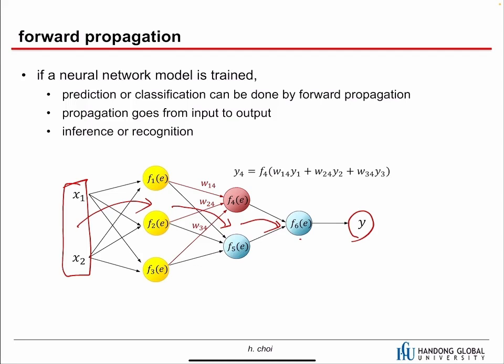If it is a binary classification, then one node is enough, right? Depending on this y, if the value of y is less than 0.5, then it is class 1, otherwise it's class 2. Or if it is a regression, then let's say y is the temperature, then given this input x, we can estimate the temperature of this room. That's what forward propagation does.